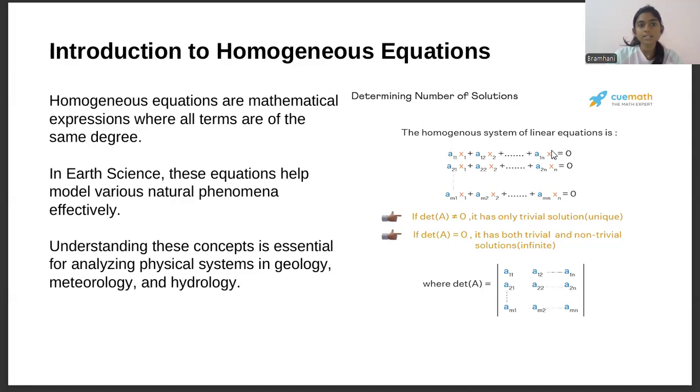So, homogeneous equations are mathematical expressions where all the terms have the same degree. In earth science, these equations help in modeling various natural phenomena. These concepts are useful to analyze physical systems in geology, meteorology, and hydrology.